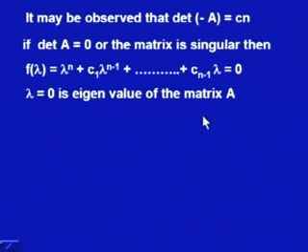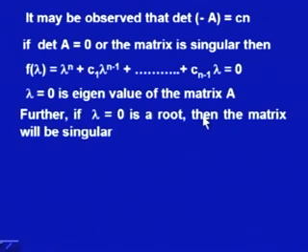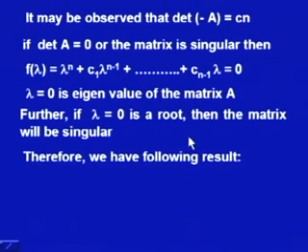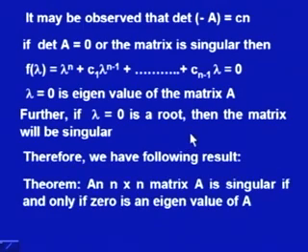So, if determinant A is 0, that is, if the matrix is singular, then lambda equal to 0 will be a root of the characteristic equation. Therefore, we have the following result, which we can write in the form of a theorem: an n by n matrix A is singular if and only if 0 is an eigenvalue of A. I have proved one part, but the detailed proof can be taken up later on.